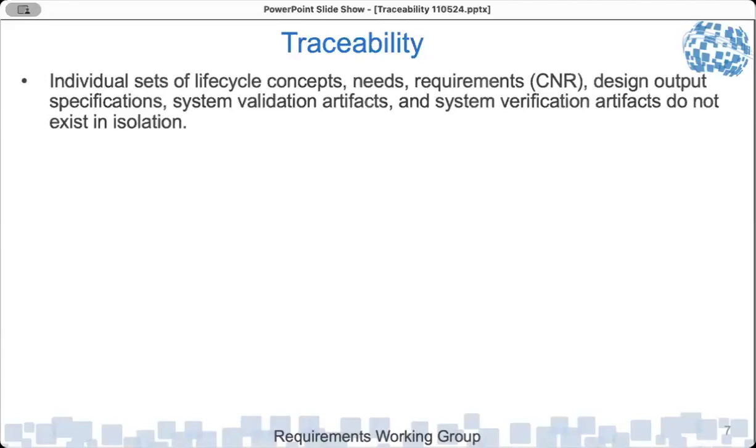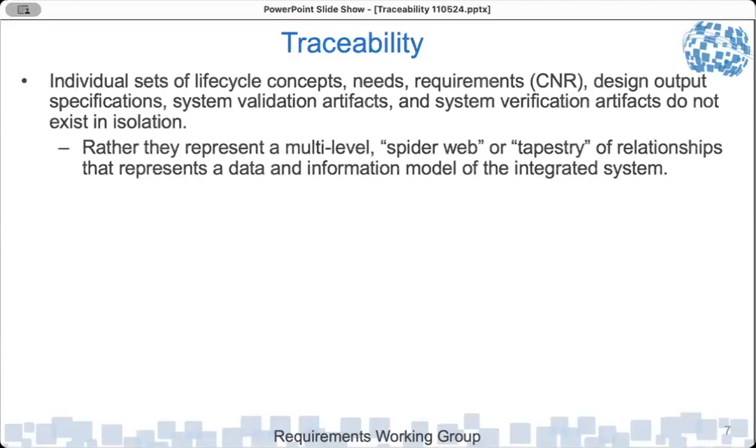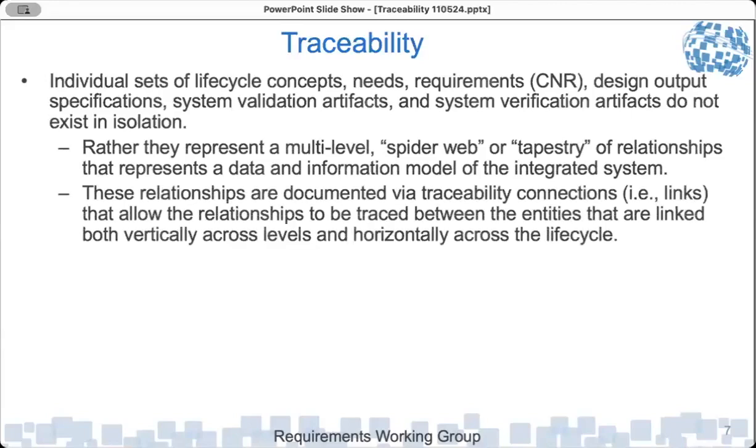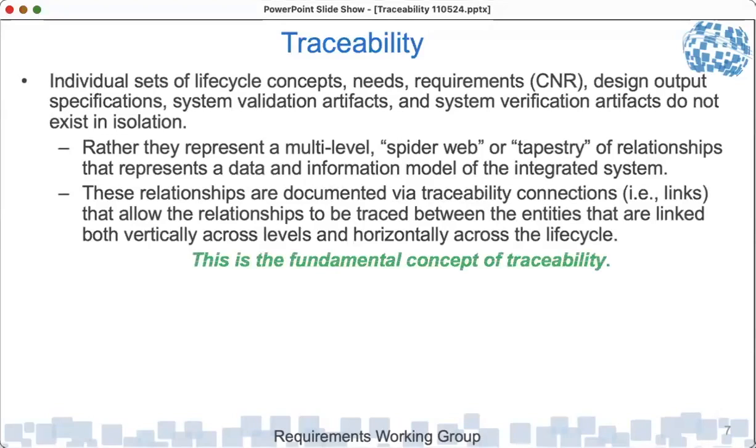Again, they don't exist in isolation. Rather, they represent a multi-level spider web, or recently I've heard the term tapestry, of relationships that represent a data and information model of the integrated system. And these relationships are documented via traceability connections, links that allow these relationships to be traced between the entities that are linked both vertically across levels and horizontally across the lifecycle. So this is the fundamental concept of traceability.